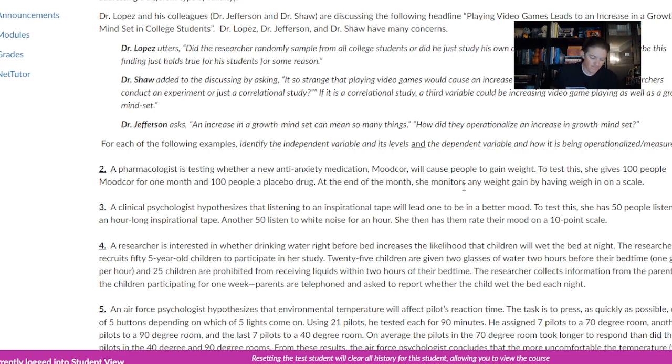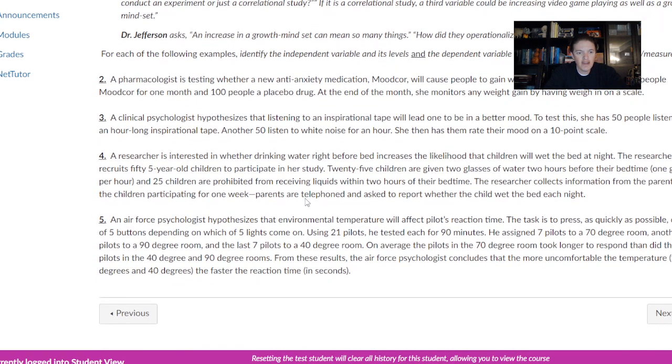For the remaining 4, you were looking at identifying the independent variable and its levels, and then the dependent variable and how it's being operationalized. A lot of you, almost every single one of you, did a beautiful job identifying the independent and dependent variables. Where I saw people struggle a little bit was on identifying the levels of the independent variable. Another way of thinking about that is, what are the different conditions of the independent variable.